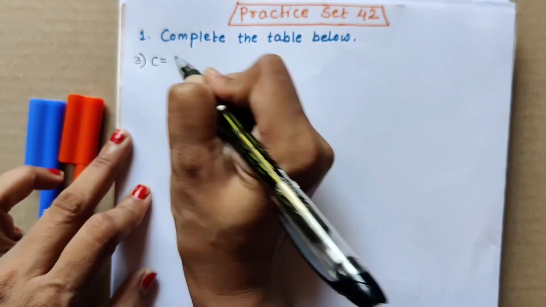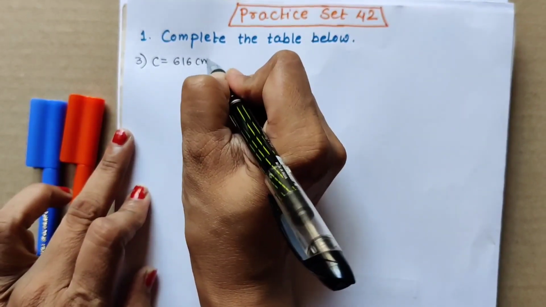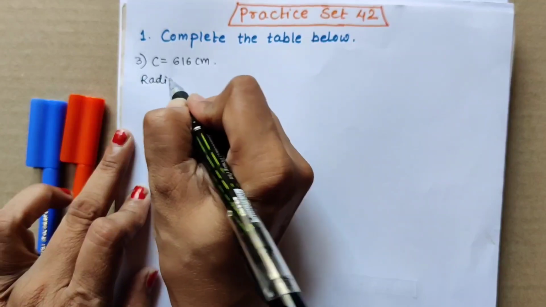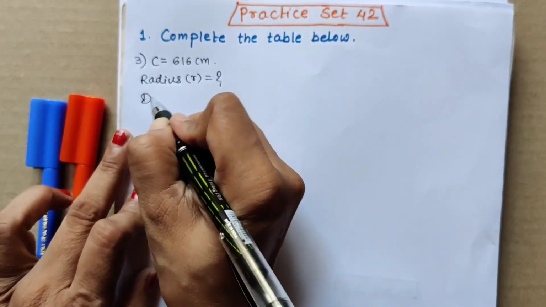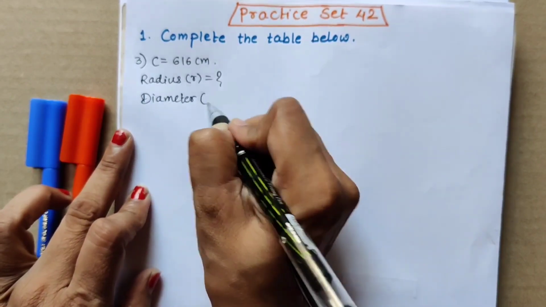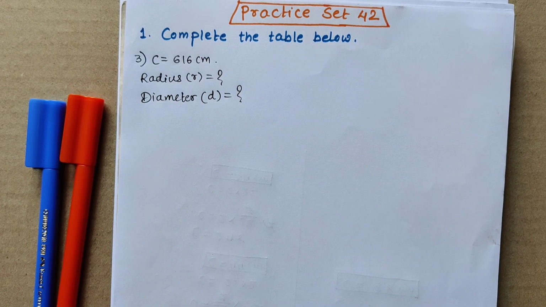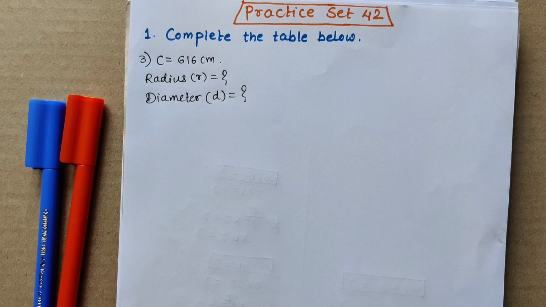So C, the circumference, is equal to 616 centimeters. We have to find the value of radius, R is equal to how much, and the value of diameter, D is equal to how much. As the value of circumference is given to us, we have to use the circumference formula first.